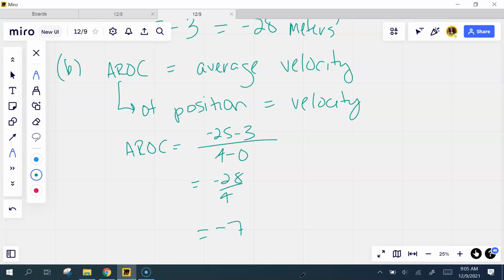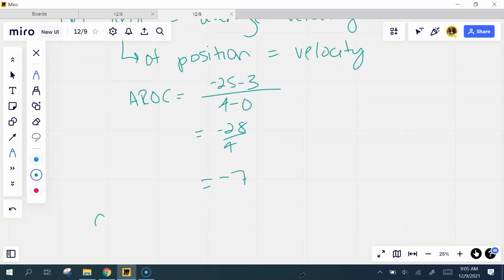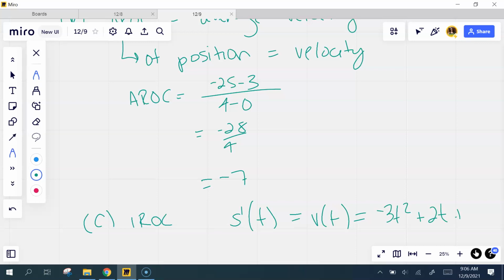That's right. All right, part C. Find the instantaneous rate of change when velocity is 4. This is derivative. Okay, so S prime of t, not double prime. S prime of t would equal the velocity, which equals -3t squared plus 2t plus 5. I hope we can all do that in our sleep now.